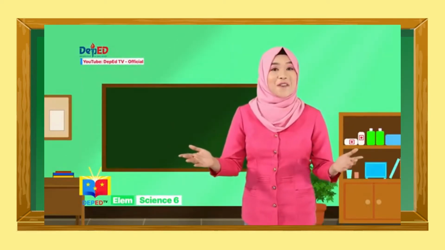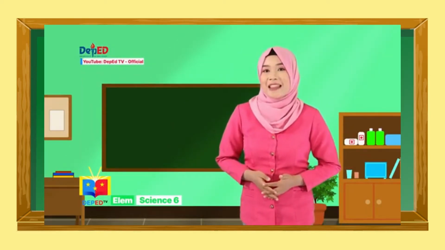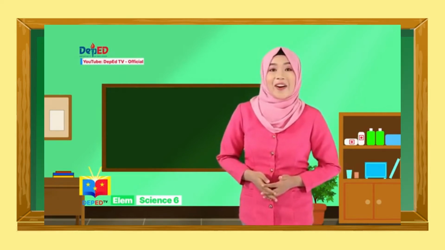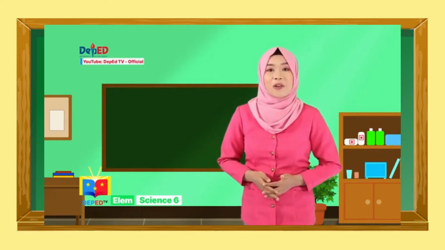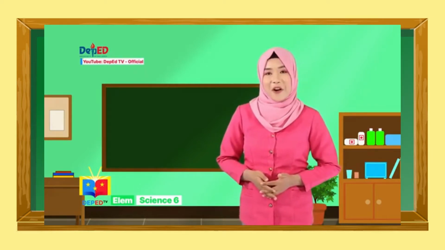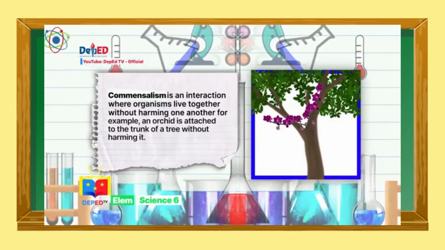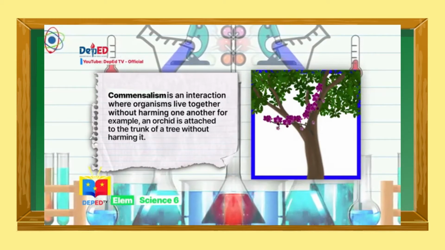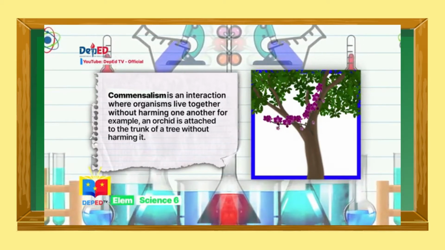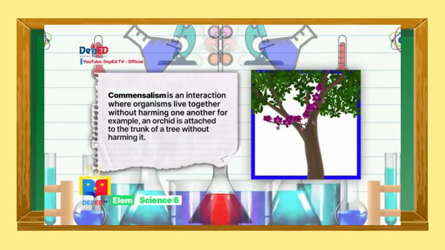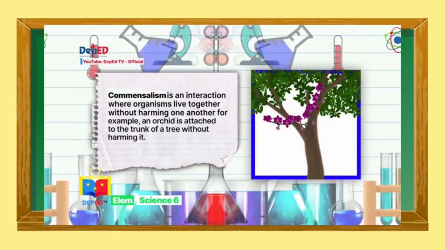Let's get to know more about the interactions in the tropical rainforest. There are different organisms living in this ecosystem, which interact with each other. There are interactions that exist among the organisms in the tropical rainforest. First relationship is commensalism. Commensalism is an interaction where organisms live together without harming one another. For example, an orchid is attached to the trunk of a tree without harming it.